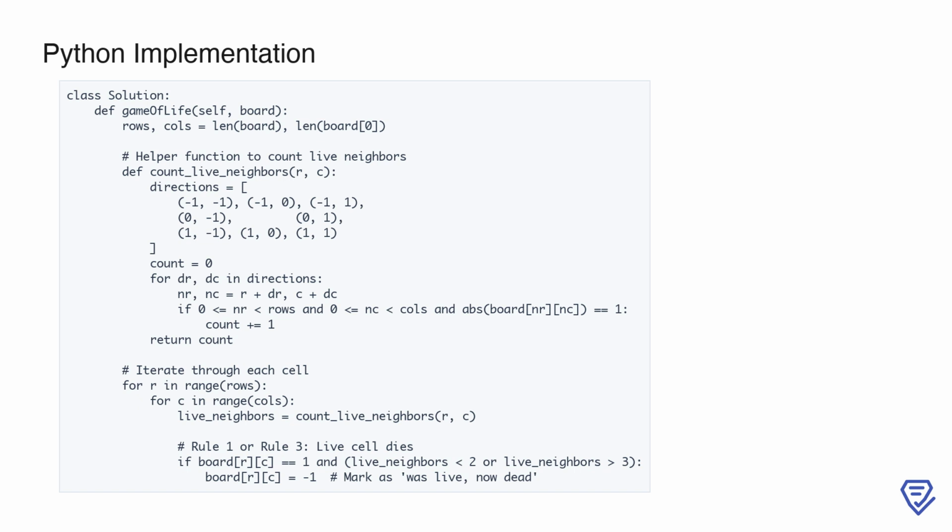After defining this helper function, we loop through every cell in the grid. For each cell, we calculate the number of live neighbors using count_live_neighbors. Then, we apply the rules of the game of life. For instance, if the cell is currently alive and has fewer than 2 or more than 3 live neighbors, it dies due to underpopulation or overpopulation, respectively. To mark this transition, we set the cell's value to -1, indicating it was alive but is now dead.